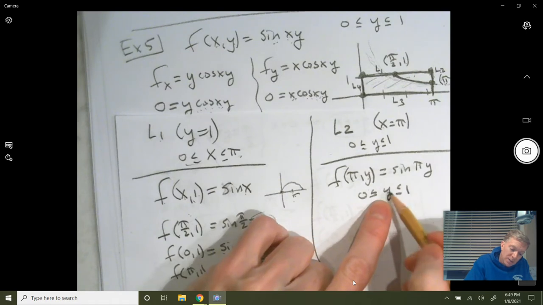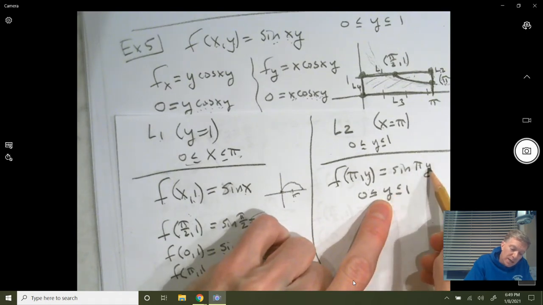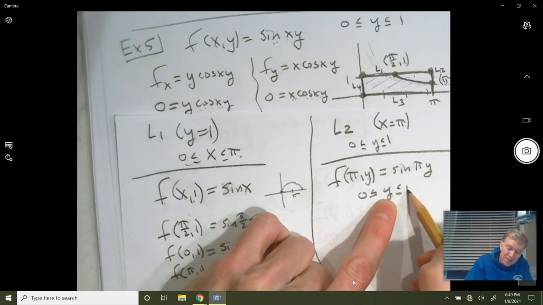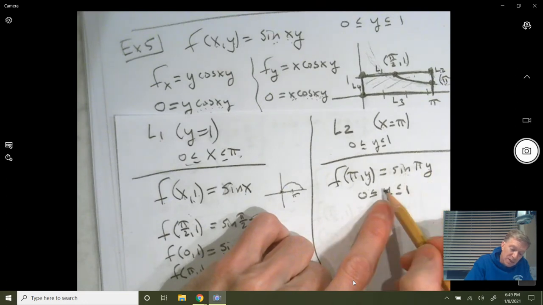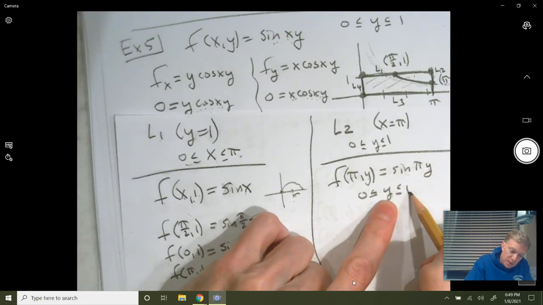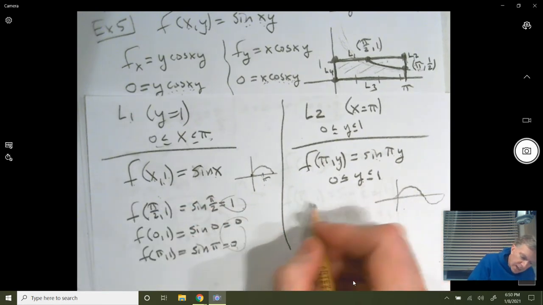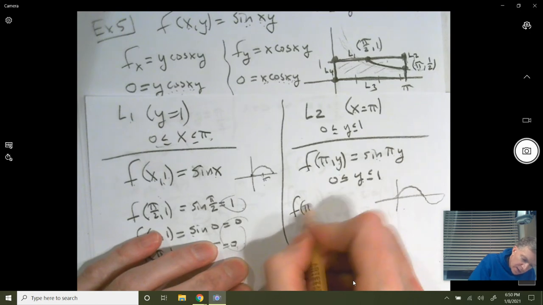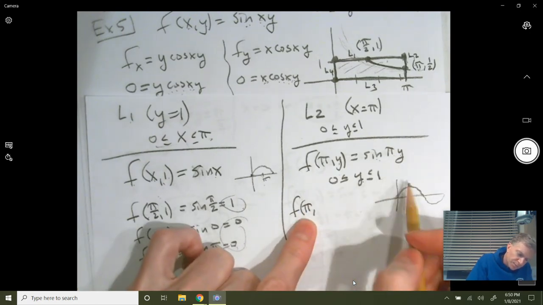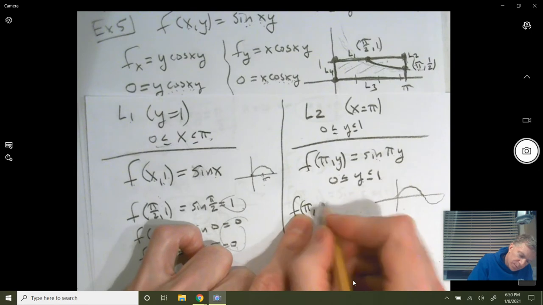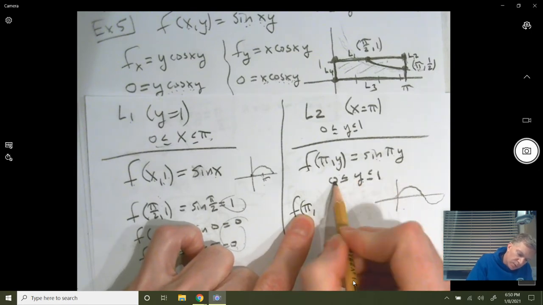So when y is 0, we've got sine of 0. When y is 1, we've got sine of pi. So we're really looking at sine of 0 to sine of pi. Again, we're looking at the first curve of the sine function, right? 0 to pi. Okay, so we're going to get f of pi comma y, where y goes from 0 to 1.